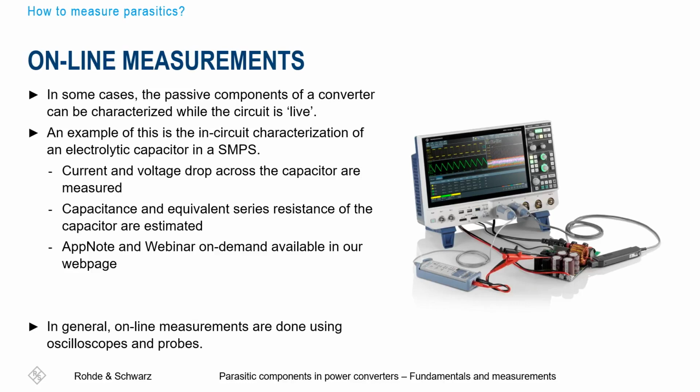about this application. In general, these online measurements are done using oscilloscopes and probes, and it has the advantage that we are working at the operating point of our converter, so we have a reliable measurement. However, it's not always easy to access the different signals in our converter.